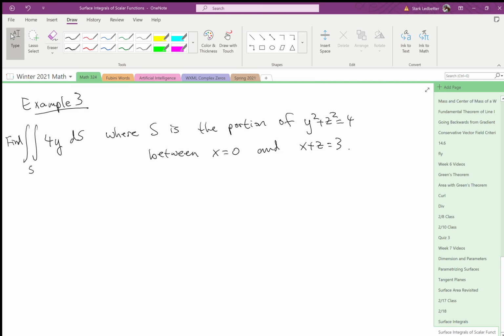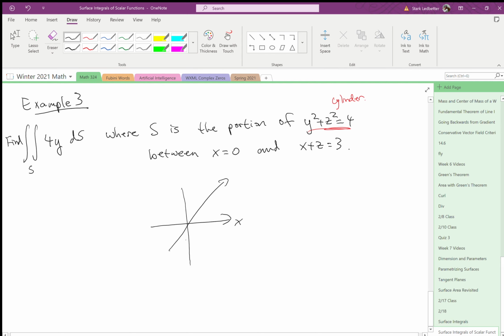In this problem, we want to integrate 4y dS. This time S is a portion of this guy, so that should be a cylinder, oriented a little bit differently than normal. A vanilla cylinder, like a circular cylinder, not like a parabolic cylinder or any of the other cylinders you talked about in Math 126. And it's between these two planes.